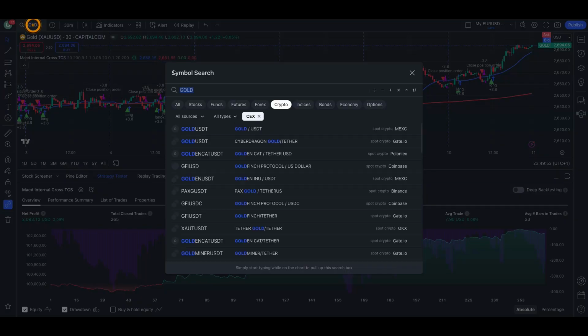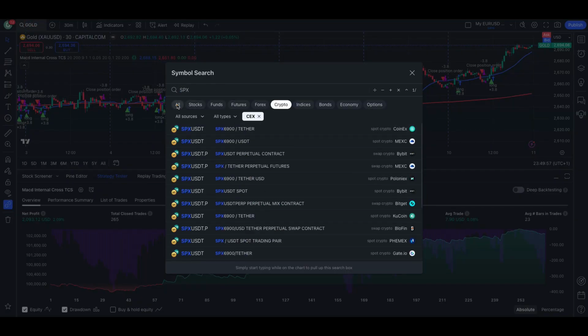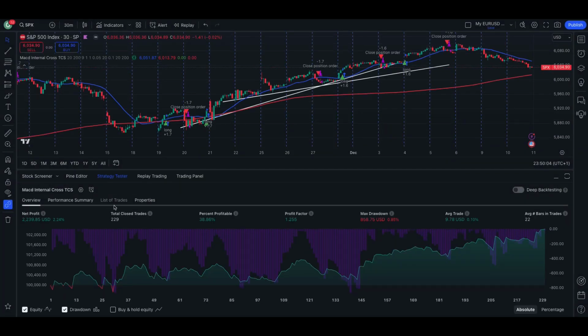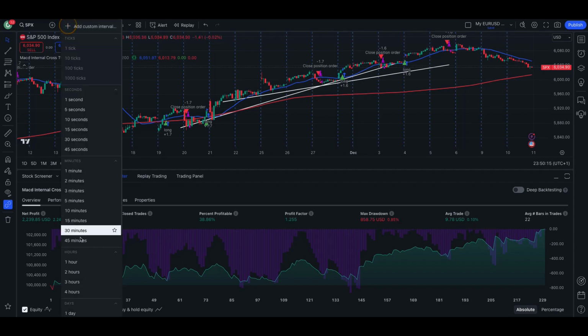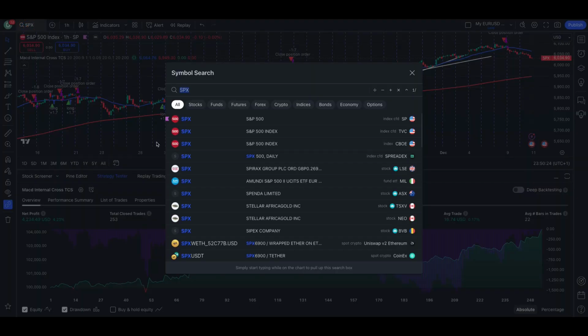And let's try it for something else like S&P 500. Let's see, S&P 500. Yeah, we've got 2.24 net profit and 0.85 max drawdown for 30 minutes. What about in 1 hour? Okay, 4.23, 1.33. Okay, good. Works well in S&P 500.